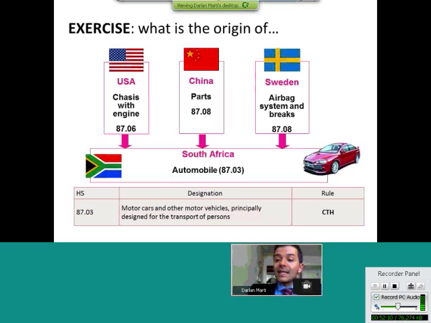So the origin of the car is South Africa, because South Africa changed the tariff heading of the materials, of the pieces, of the components that he was using, and manufactured a good that is completely different, that is classified in a completely different manner. You see that in this case, you don't need to know value, you don't need a complete bill of materials, but you do require good knowledge of tariff classification and the HS nomenclature in order to be able to assess the manufacturing process.